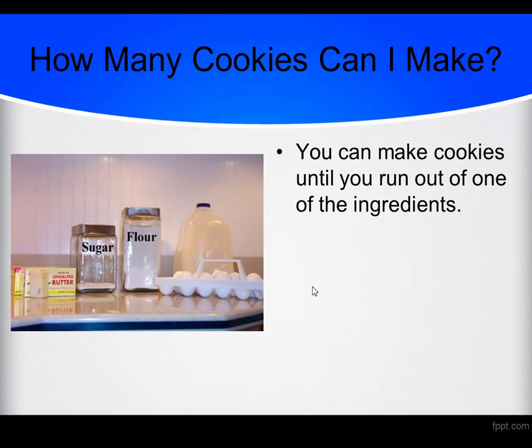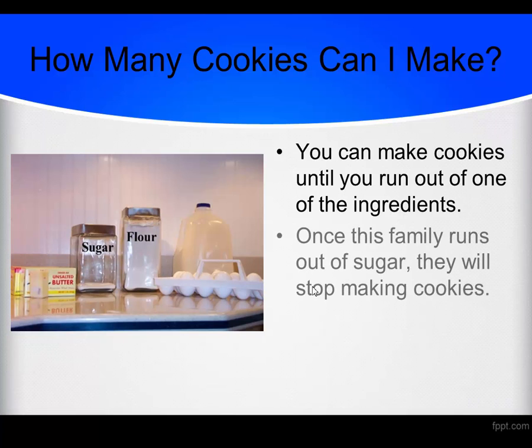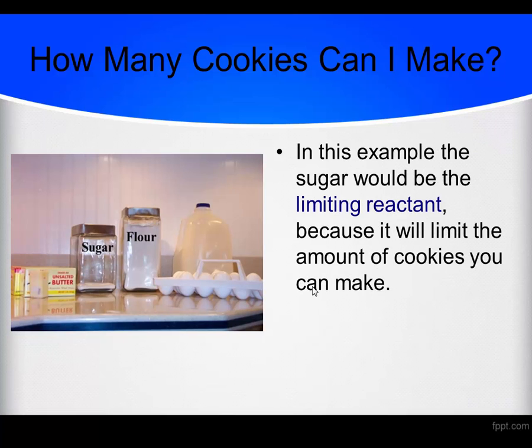Okay, so if you're looking at this picture here, what does it look like they're missing the most of in order to make cookies? Yeah, it looks like that sugar canister is almost empty, right? So whoever's making cookies here with a particular set of ingredients, it looks like sugar is the limiting reactant. The reactant is going to limit how many cookies we can make.